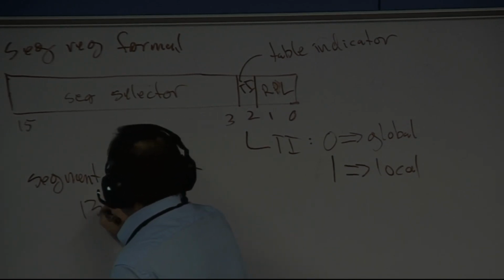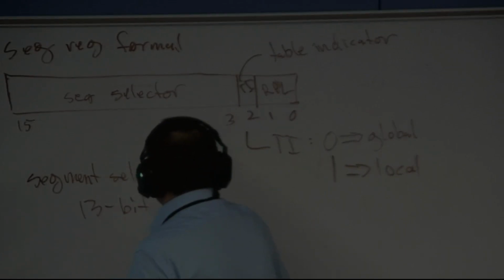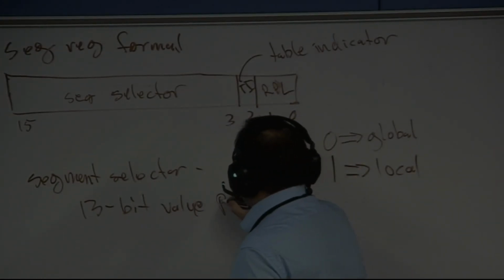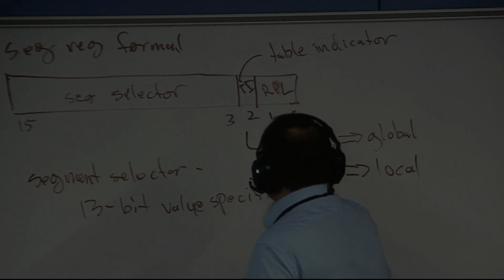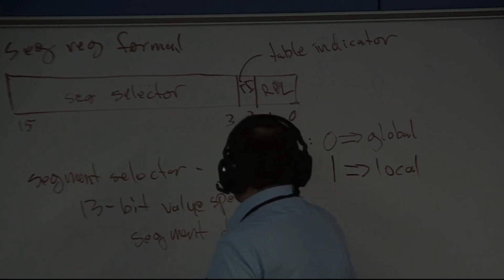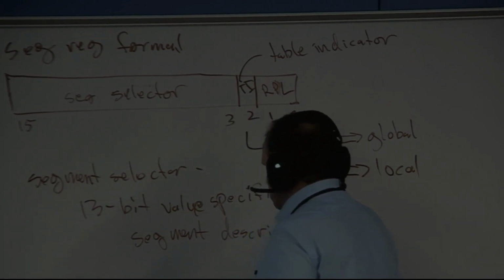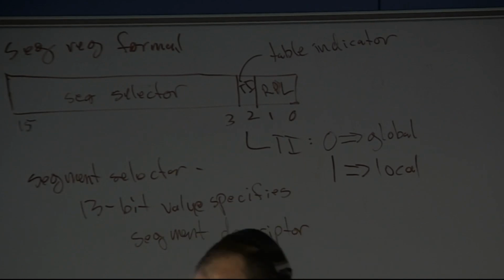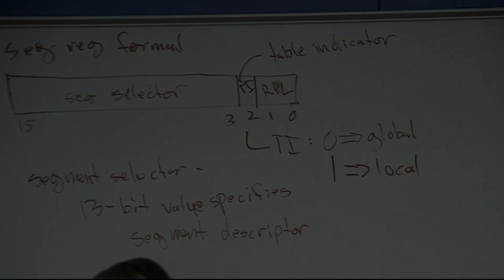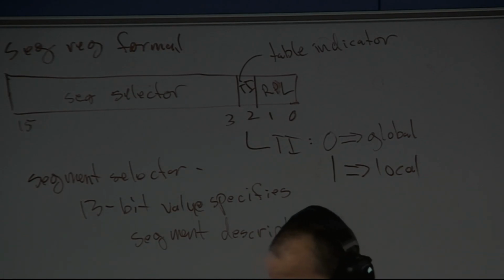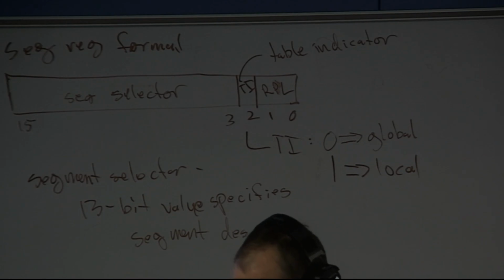Now, the segment selector is a 13-bit value, right? Do the math, 13 bits. A 13-bit value that specifies a segment descriptor. What do you think a segment descriptor is? Shout it out. It describes it. Nathan, you nailed it. It describes a segment.